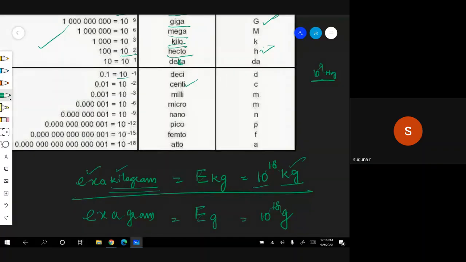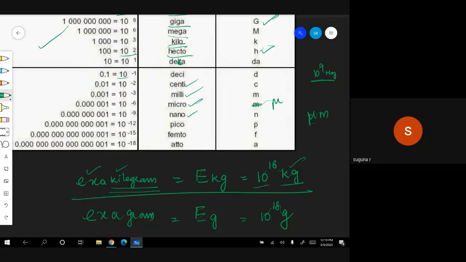What is milli? Millimeter, 1 by 1000 meter. Therefore, 10 power minus 3. Micrometer. Micro. Actually, micro is not M; it is mu. So micrometer, mu it is. Therefore, 10 power minus 6. Then nanometer, 10 power minus 9.